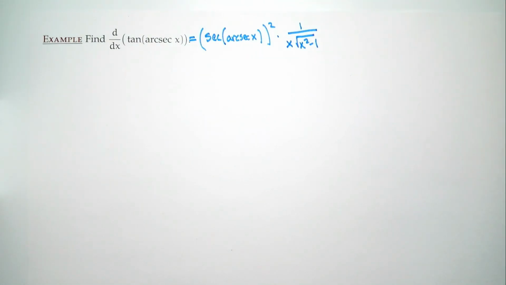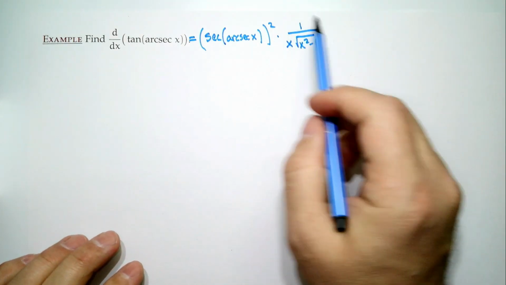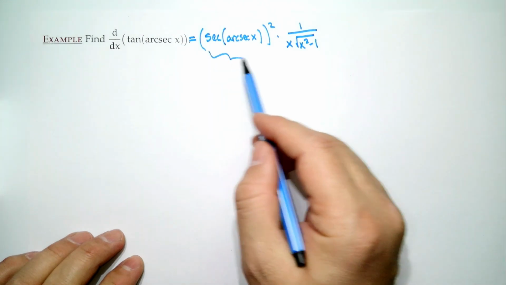Okay, let's see if we can simplify anything. Well, there's not a lot you can do with this expression. What about secant of arcsecant? Is there anything you can do with that?